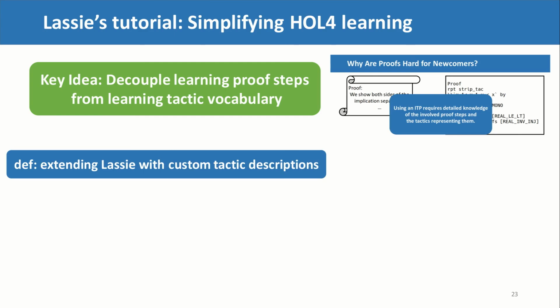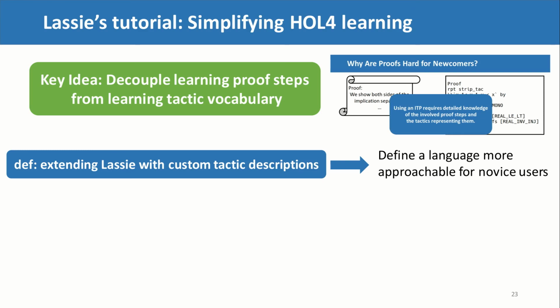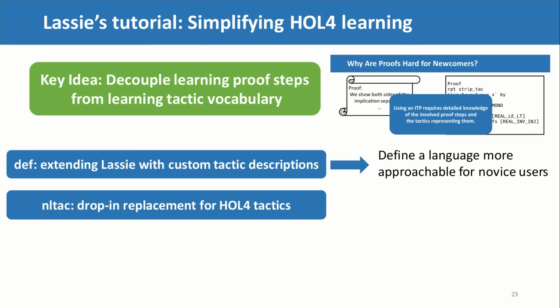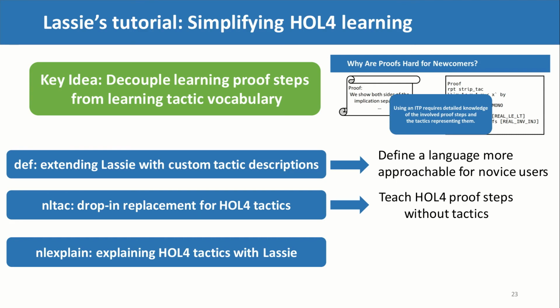First, we will use the def function to define a language which is, in our opinion, more approachable for novice users. Using NLTag, we can then use our previously defined language to teach HOL4 proof steps without having to care about the actual underlying HOL4 tactics. And in a final step, we can then use the NLExplain to teach the HOL4 tactics without caring about the proof steps because they have already been performed in the NLTag step. Our tutorial is available on GitHub, and I would like to now highlight some of the definitions from our language.